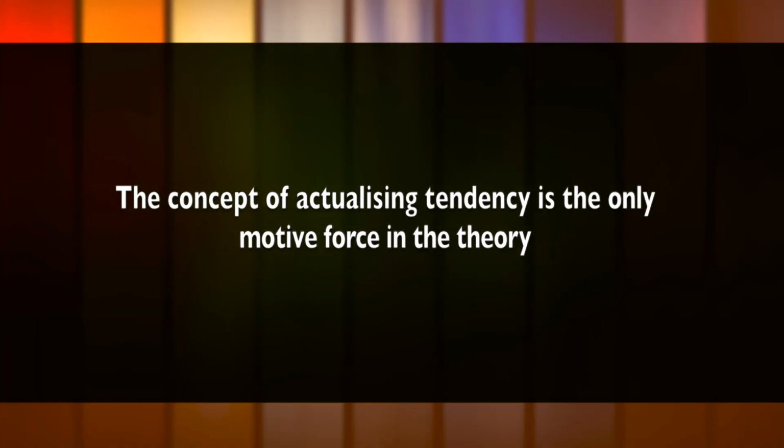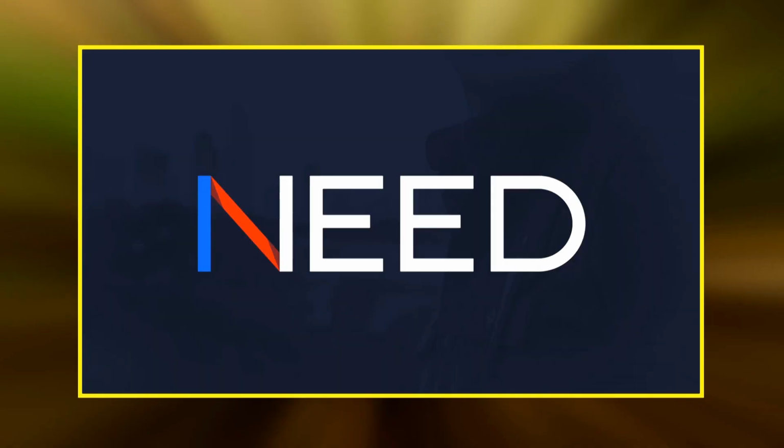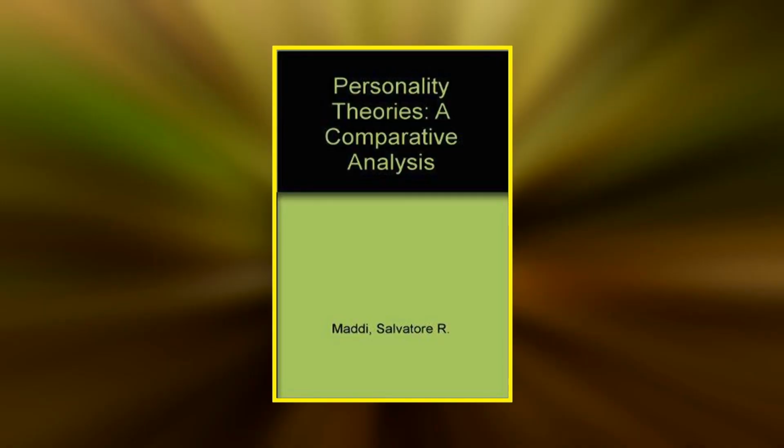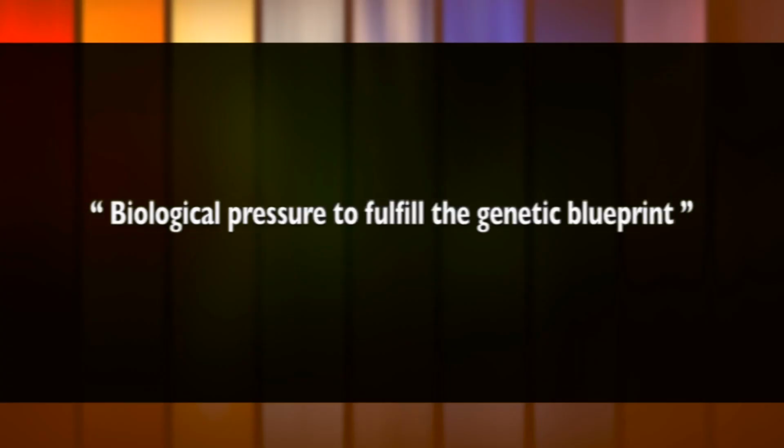The concept of actualizing tendency is the only motive force in the theory. It embraces all motivation, tension, need or drive reduction, and creative as well as pleasure-seeking tendencies. Only the organism as a whole has this tendency. Parts of it, like the self, do not. Maddi, 1996, describes it as a biological pressure to fulfill the genetic blueprint. Each person thus has a fundamental mandate to fulfill one's potential.